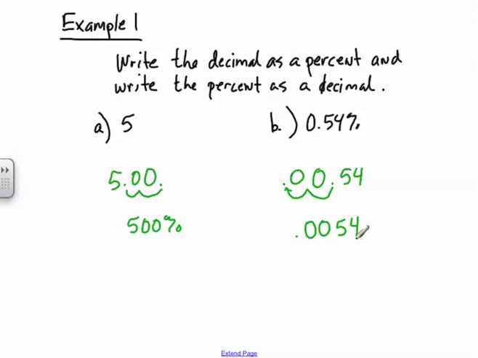Okay? That's something that can always orient us whenever we need to move the decimal. 5 is the same as 500%. I have 5 wholes, don't I? Okay? All right. Good job, guys.